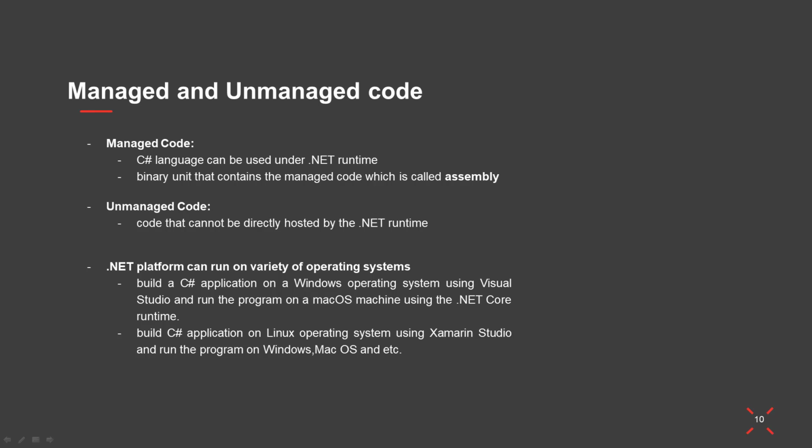It is possible to build a C# application on a Windows operating system using Visual Studio and run the program on macOS using the .NET Core runtime. Also, you can build a C# application on Linux using Xamarin Studio and run the program on Windows, macOS, and so on. With the latest release, Visual Studio 2017, we can also build a .NET Core application on a Mac machine to be run on Windows, macOS, or Linux. It is possible to build, deploy, and run .NET programs on different operating systems too.